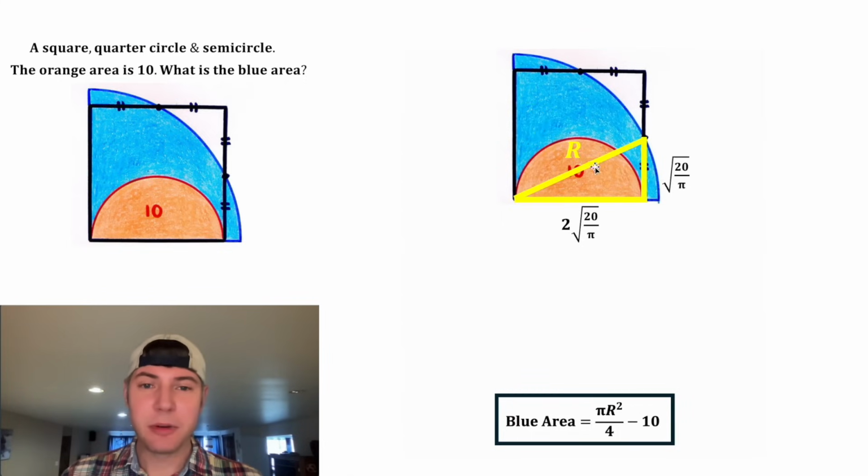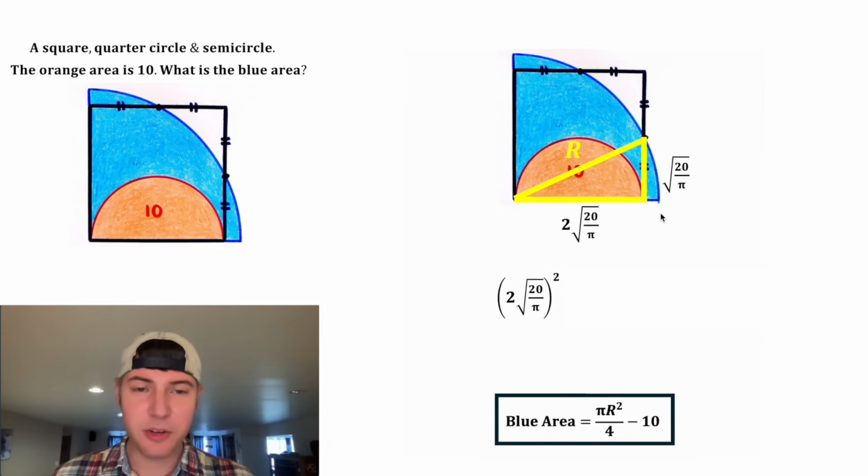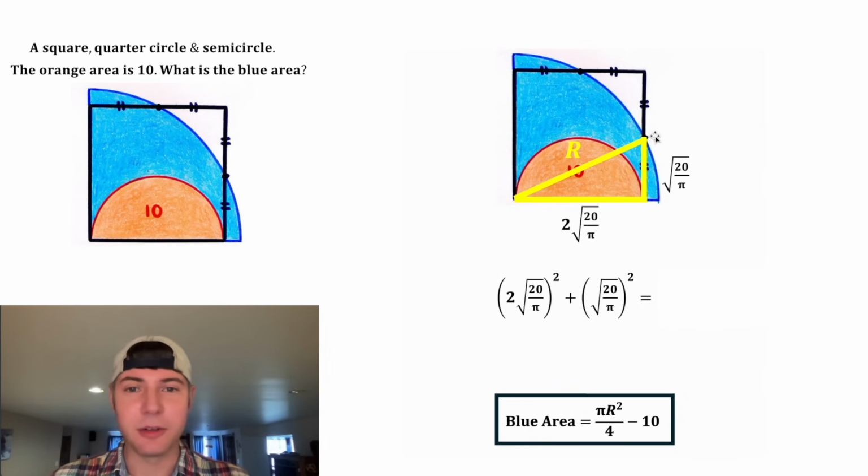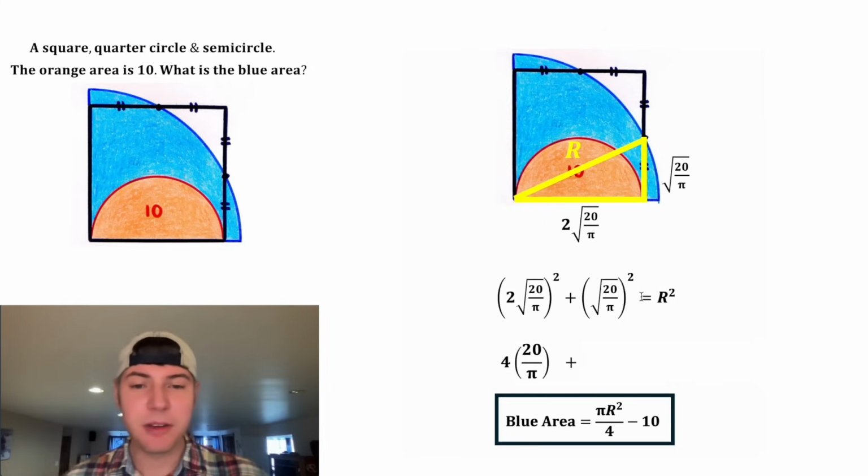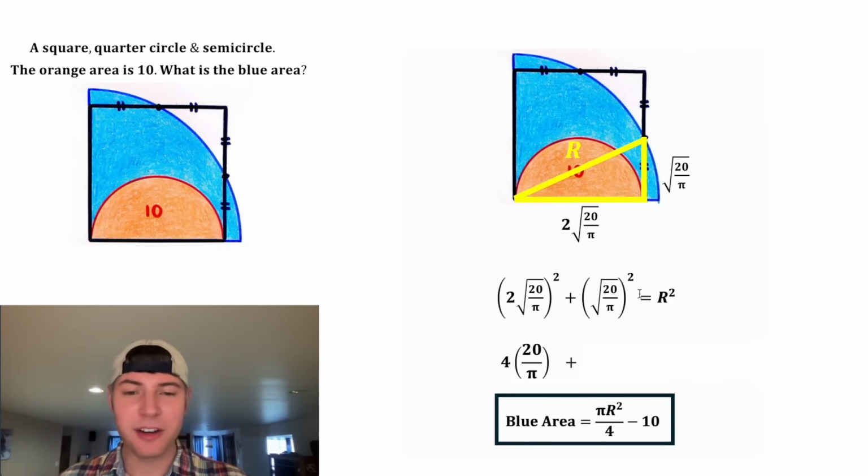If we bring this down here, we now have a right triangle, and we can use the Pythagorean theorem. It'll be this side squared plus this side squared is equal to this side squared. This square will distribute to both of these. 2 squared is equal to 4, and the square root of this squared is equal to this. And same thing for this one, the square root of this squared is equal to this. And then we can bring down the r squared.